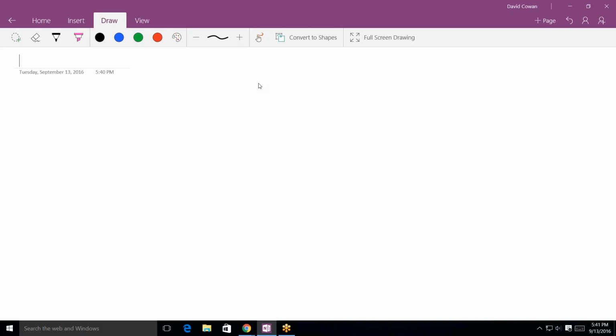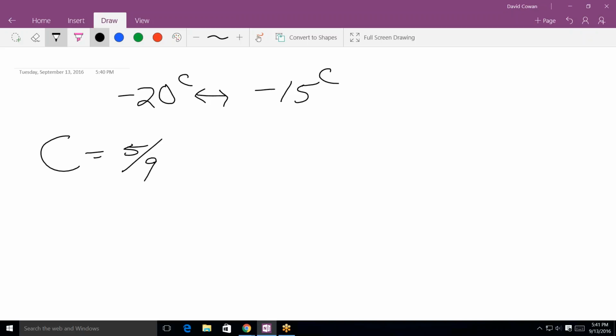Okay, I have 2 more questions, but this one is modeling with mathematics. The interior temperature of an iceberg ranged from -20 degrees Celsius to -15 degrees Celsius. Write and solve a compound inequality that represents the possible temperatures in degrees Fahrenheit. And the conversion is C equals 5/9 and then parentheses F minus 32.